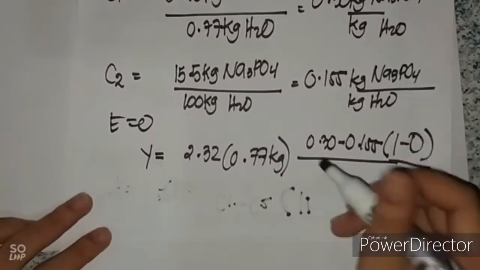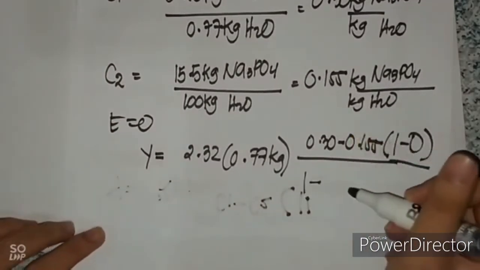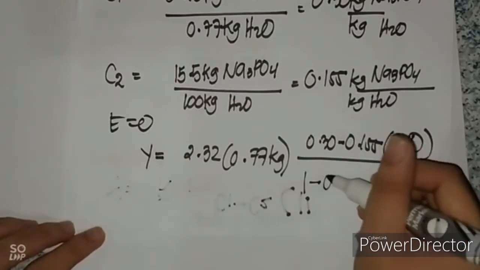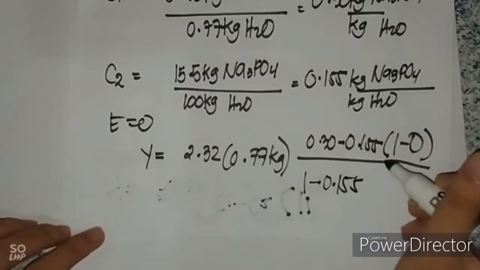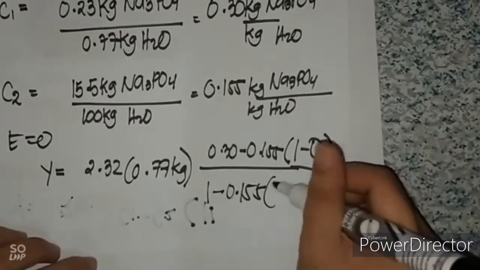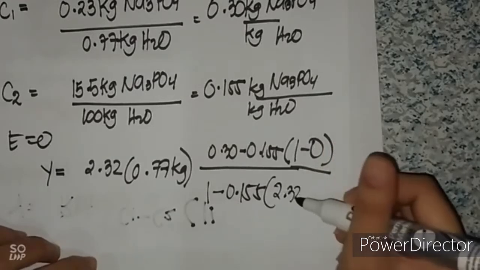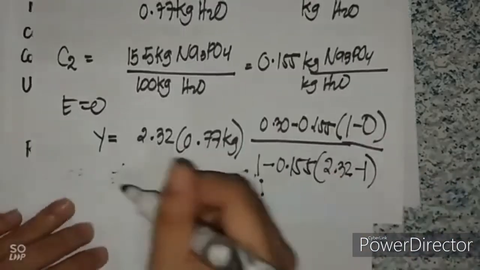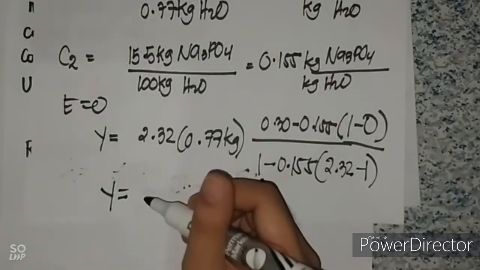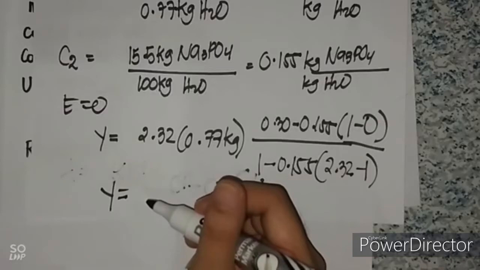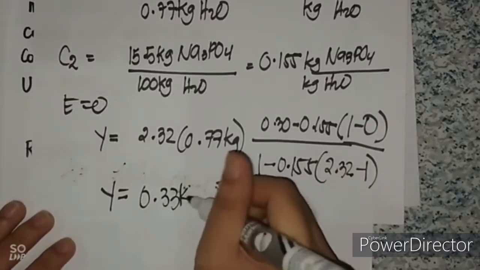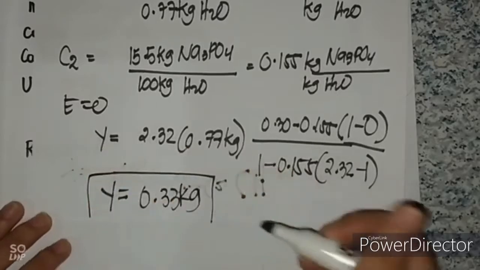So we are using 0 as the value of our E. So that's over the value of 1 minus C2, which is 0.155 times R minus 1. So our R here is 2.32 minus 1. If we calculate this, the value would be 0.33 kilogram.